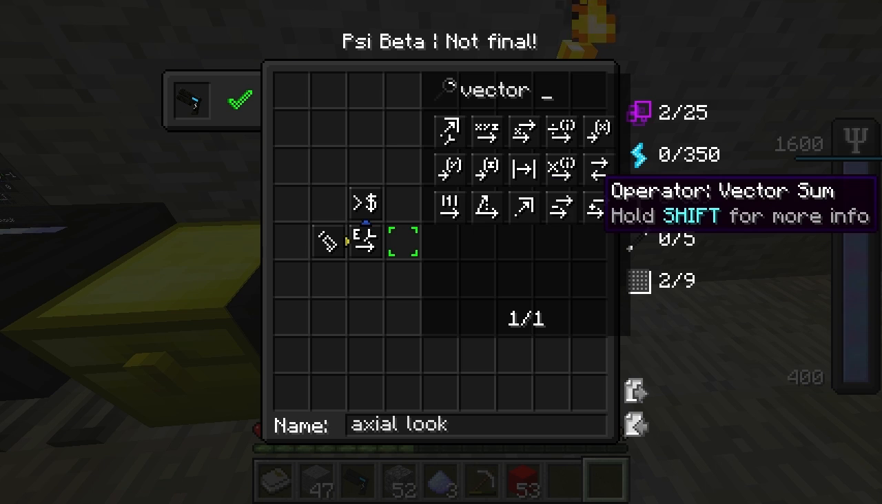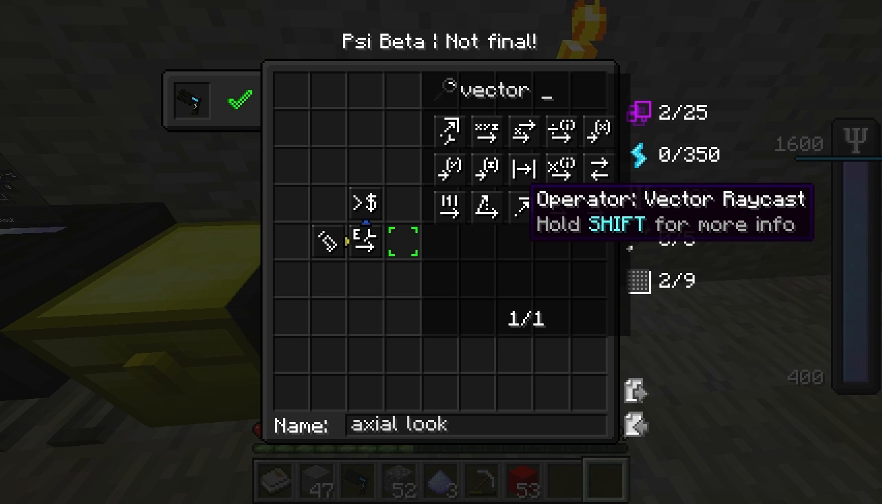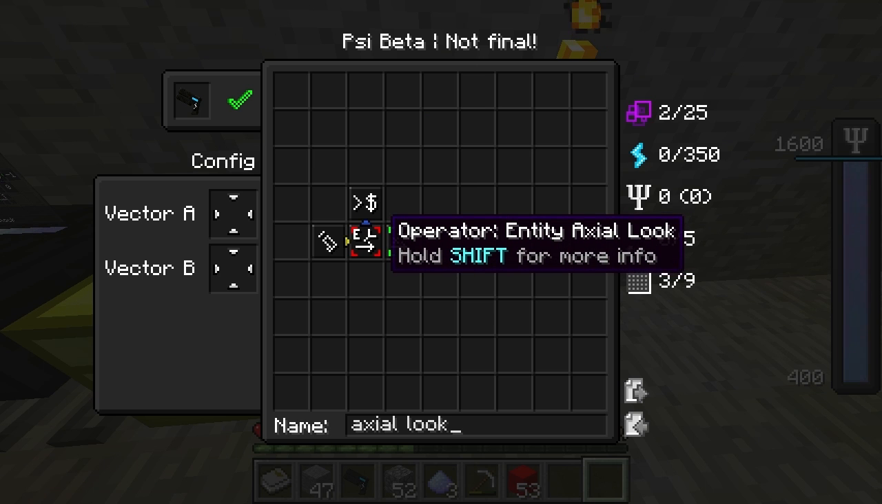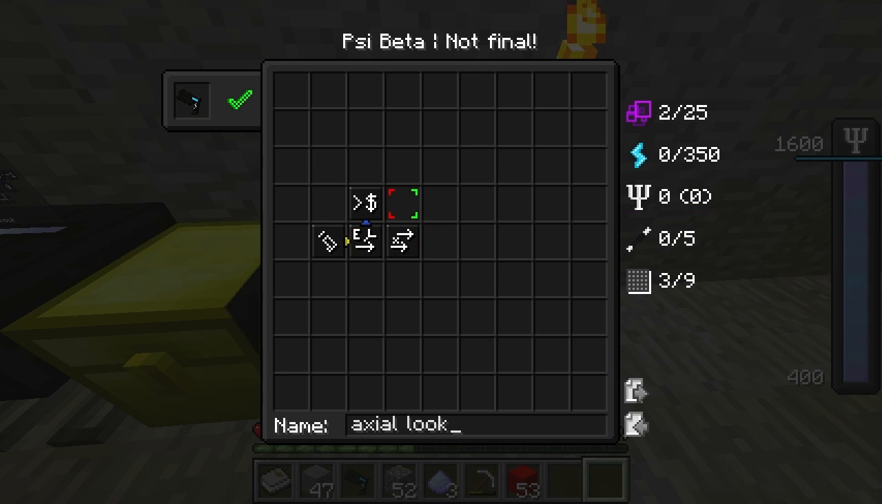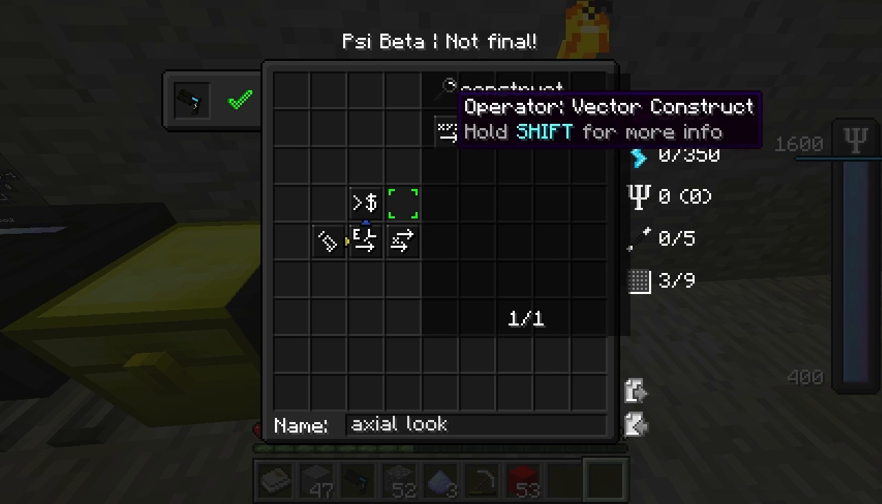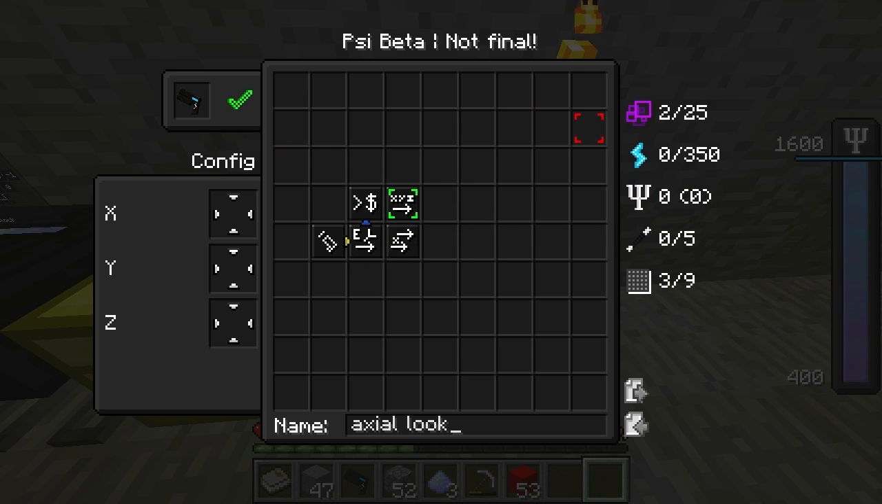And there's different raycasts as well. So say we want to take the cross product of the axial look, and we want the other figure. One thing I will point out here is that when I do this, the trick debug runs like this. It goes like this, and that definitely affects things. So you've got to be careful about that.